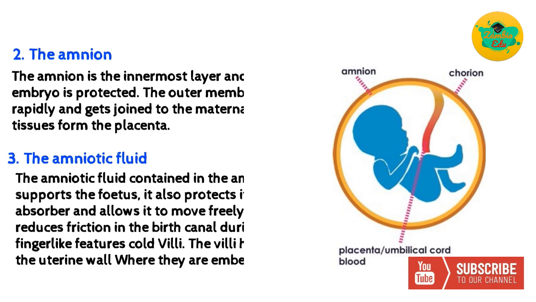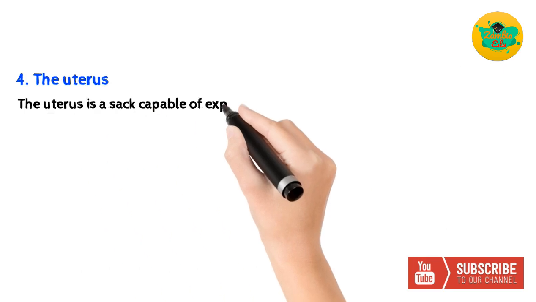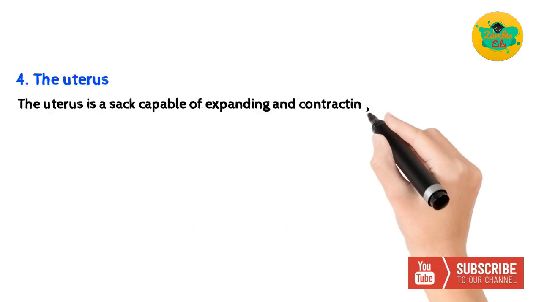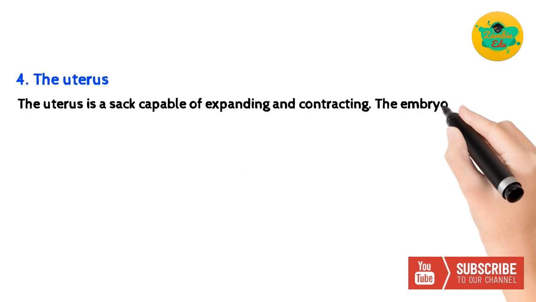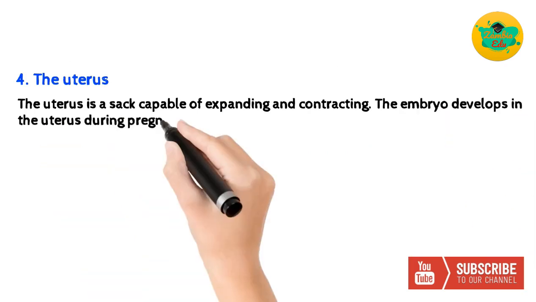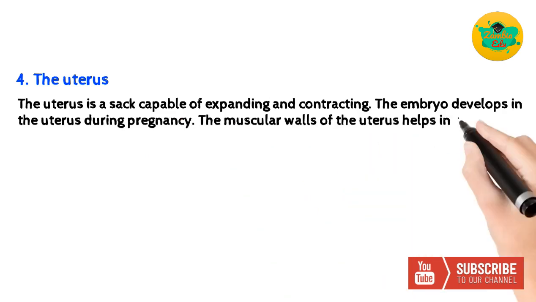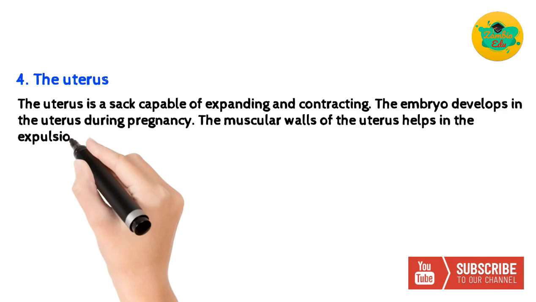The uterus. The uterus is a sac capable of expanding and contracting. The embryo develops in the uterus during pregnancy. The muscular walls of the uterus help in the expulsion of the fetus at the time of birth.